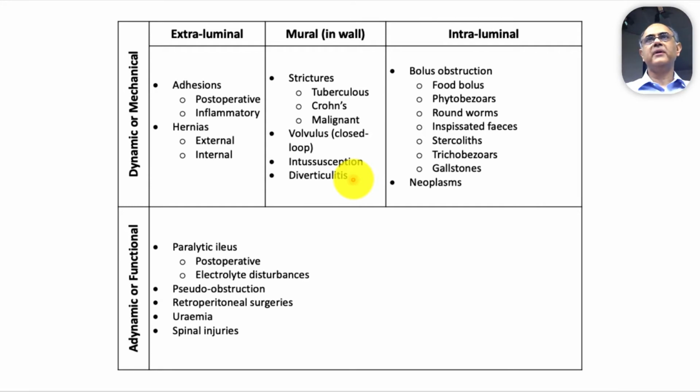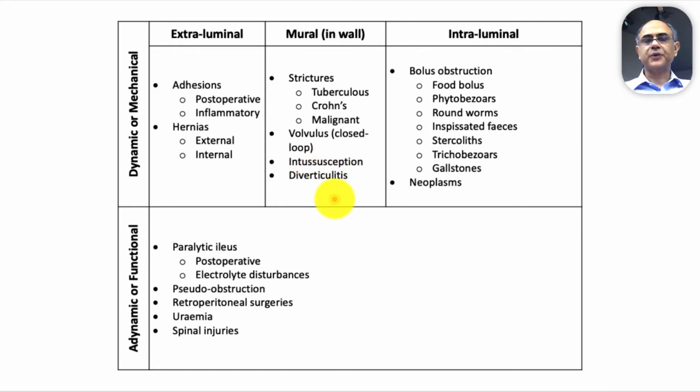It can happen in the stomach, it can happen in any part of the small bowel, cecum, sigmoid colon. Those parts of the intestine which are free to move around. It can rotate, it can twist on its axis. So this will cause the obstruction. And in large bowel, the most common volvulus is the sigmoid volvulus.